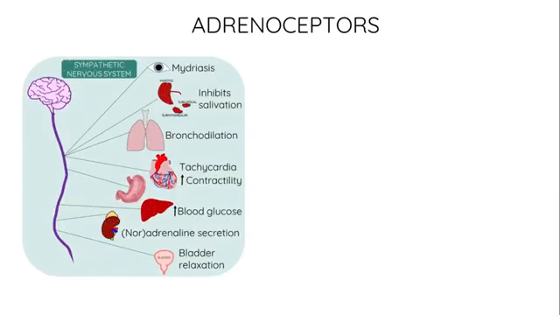Before talking about the mechanism of action of beta-blocking drugs, I'll just give a quick overview of adrenergic receptors, or adrenoceptors. Adrenoceptors mediate sympathetic activation. The body goes into fight or flight mode via activation of the sympathetic nervous system.